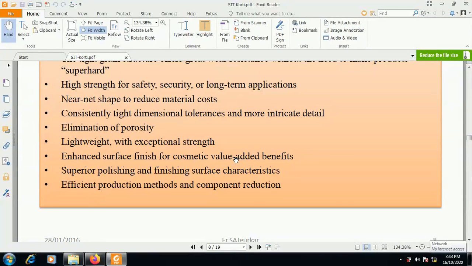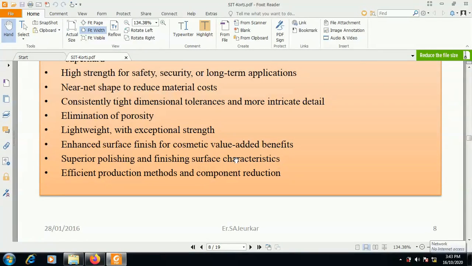Lightweight with exceptional strength: you can produce a component that is lightweight and whose strength is also more. Surface finish is good, so you can add cosmetic value to the product, but surface finish is poor in casting. We have seen this because adhering sand and oxide scales are present on the surface of the cast part.